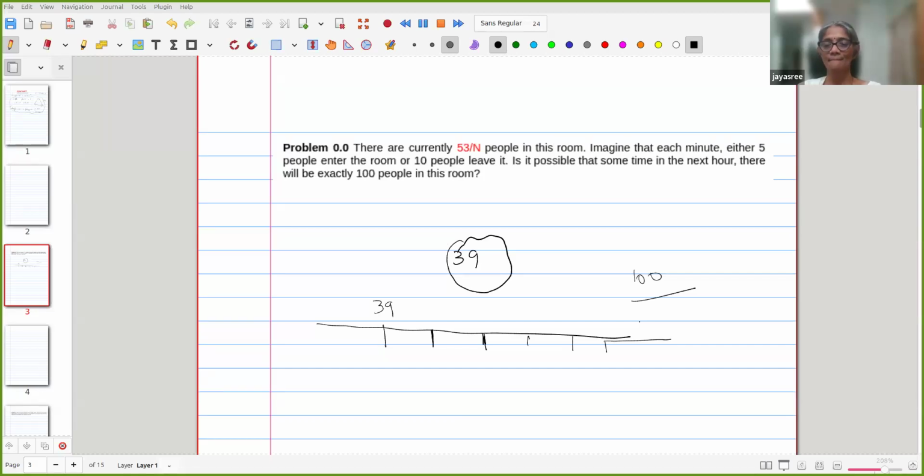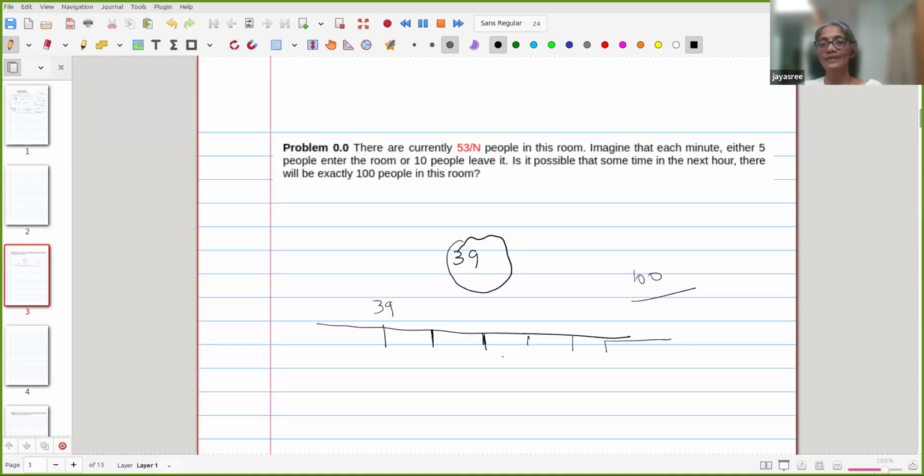Ma'am, is it 39 by n? I don't want to know the answer right now. What did you ask? Is it 39 by n people in the room? No, there are 39 people in the room. When I started speaking, there was 39. And every minute, either 5 people enter the room or 10 people are thrown out. Is it possible that at some point, there is exactly 100 people in the room?